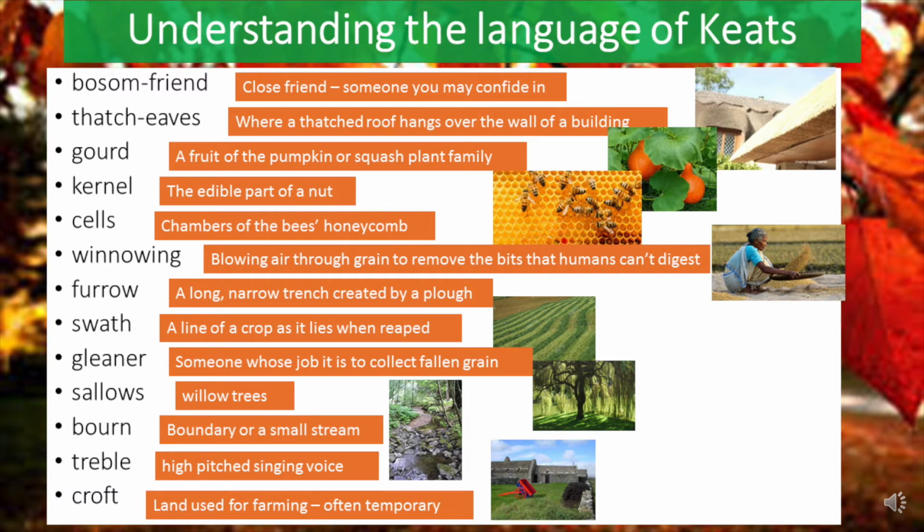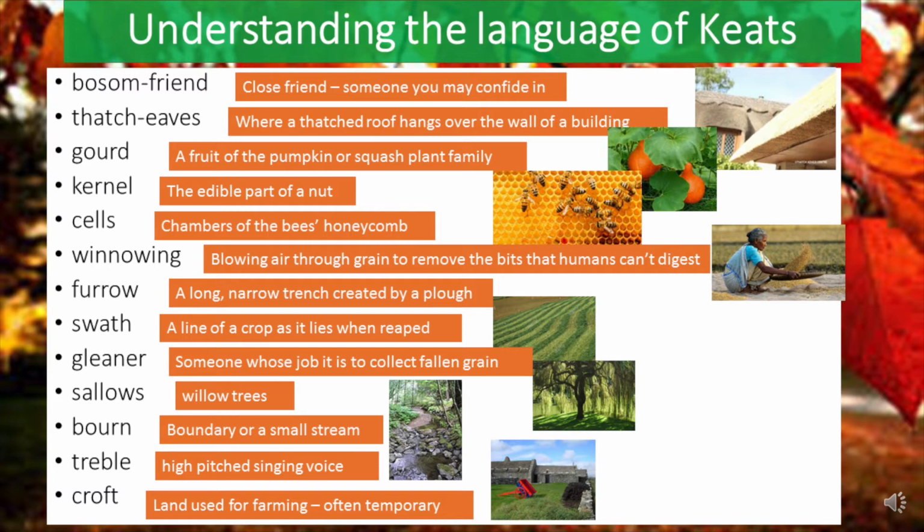Furrow is a long, narrow trench created by a plough on a field. A swath is a line of crop as it lies when it's been reaped, so you can just see the actual lines going up the field. A gleaner is someone whose job it is to collect fallen grain. I don't know if they still do it today, but that would have been a job on a farm, especially in the 18th and 19th century when everything was done manually.